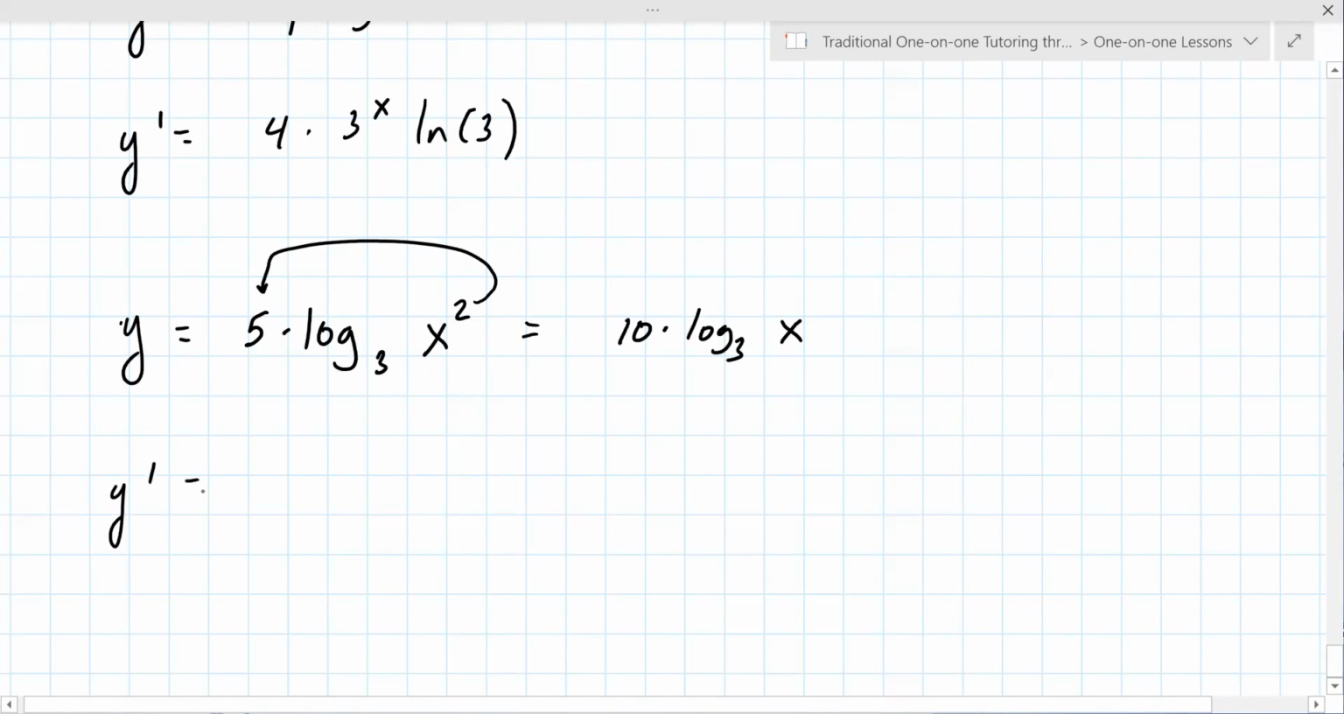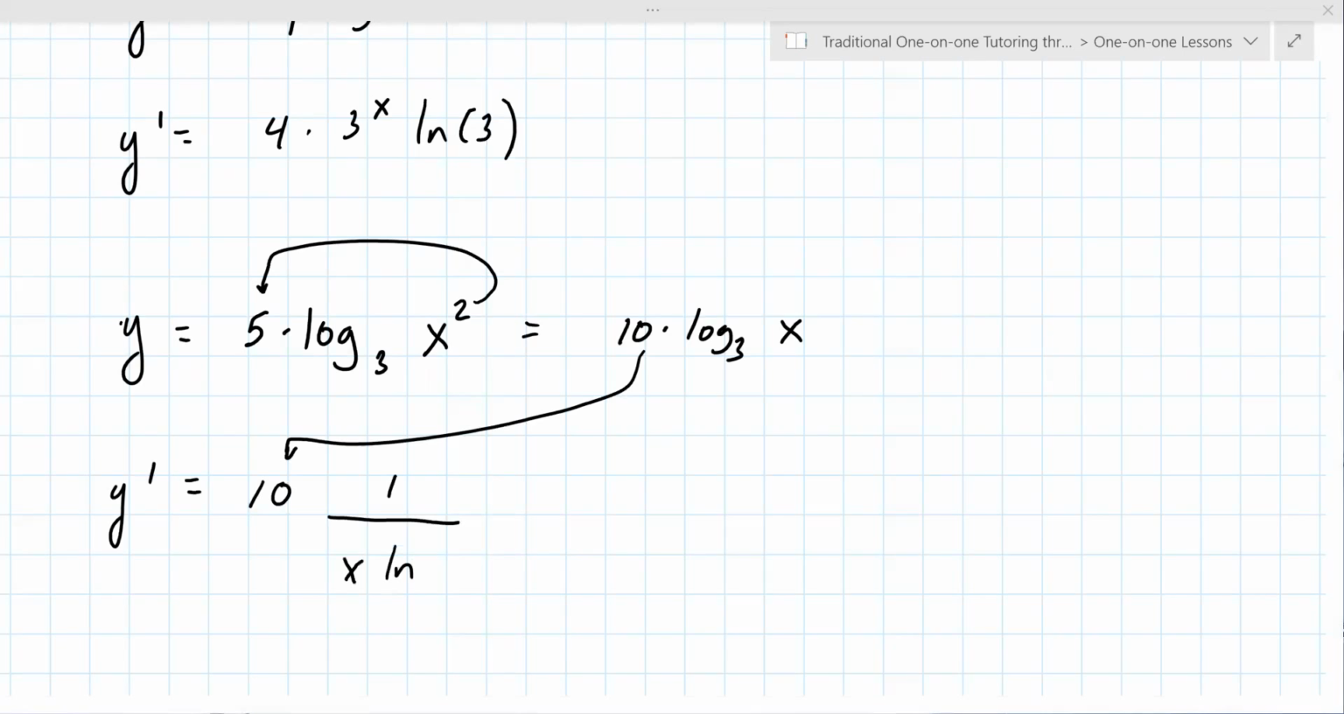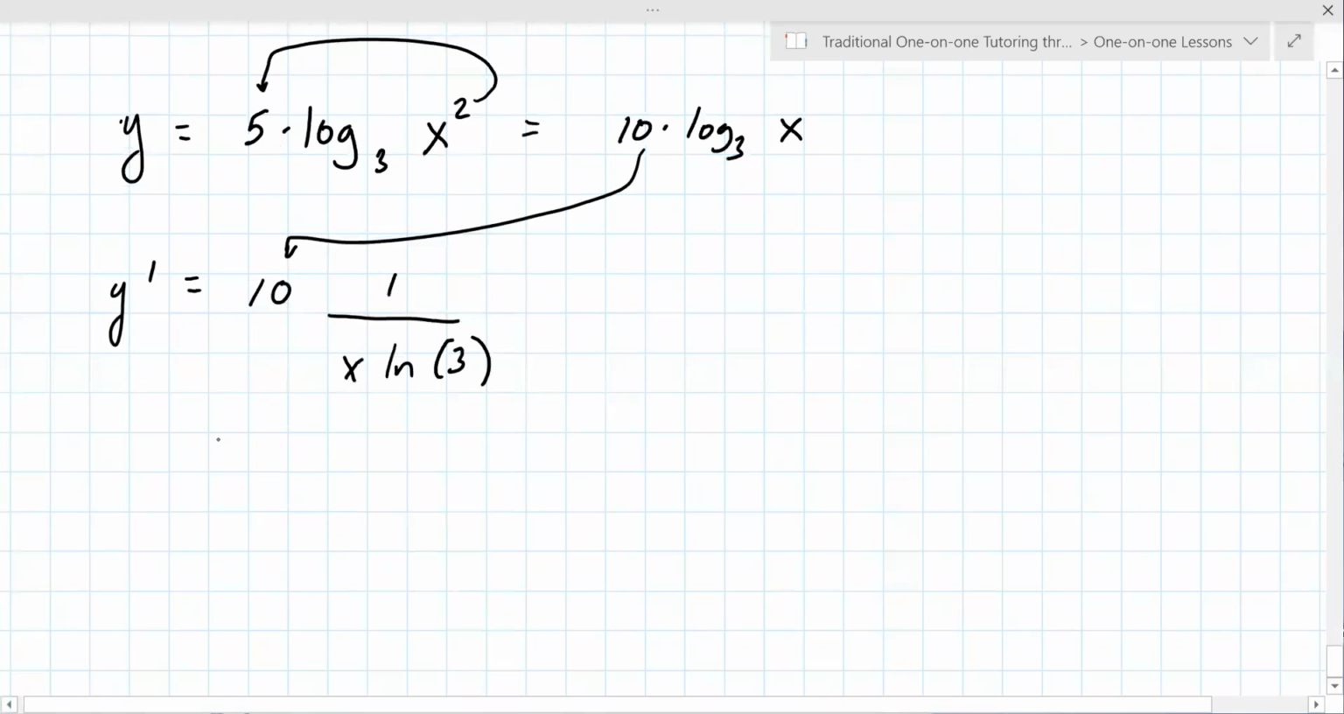So y prime is 10, because you have to bring the 10 down, over x, natural log of what number? The 3. Okay. So this is the correct answer, and you can simplify it to 10 over x natural log of 3.